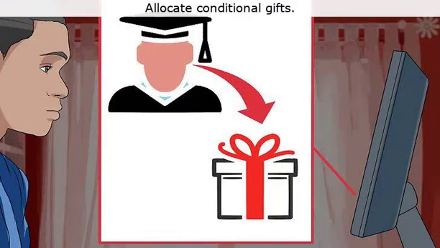Step 6. Allocate conditional gifts. You can also include conditional gifts in your will that are contingent upon something. For example, you can condition a gift on the beneficiary graduating from college, but you can't condition a gift on the beneficiary marrying a certain person that you want him or her to marry. If the conditions specified as a prerequisite to receiving the gift are against any other laws, the court will not enforce them.